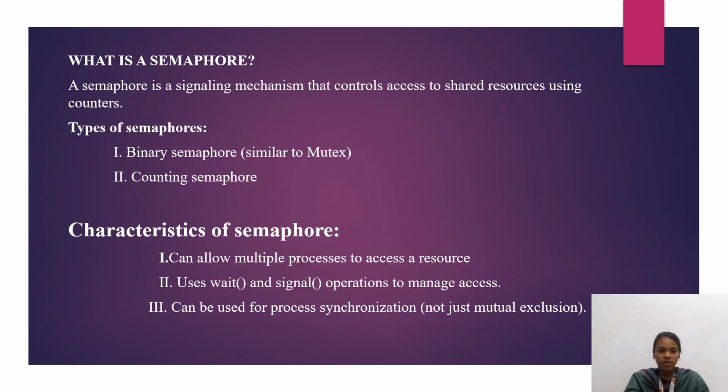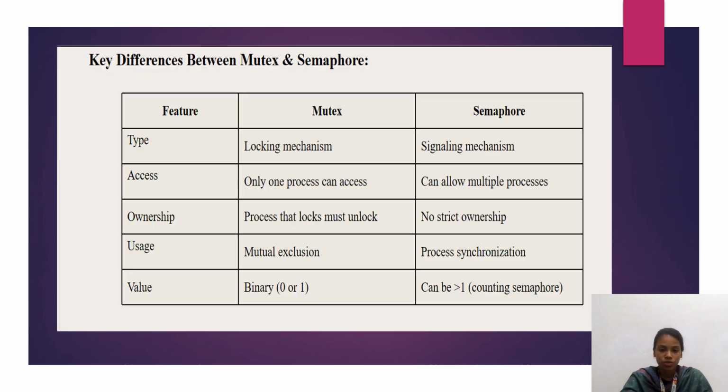What is a semaphore? A semaphore is a signaling mechanism that controls access to a shared resource using a counter. There are two types of semaphore, binary semaphore or counting semaphore. Characteristics of semaphores: can allow multiple processes to access a resource, use wait and signal operations to manage access, and can be used for process synchronization, not just mutual exclusion.